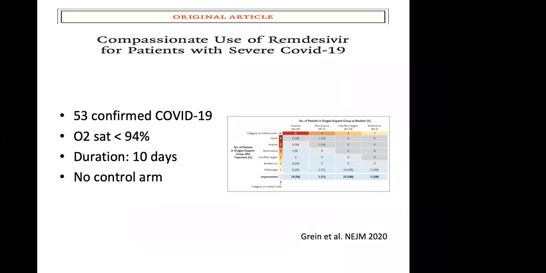This paper was published a few days ago in the New England Journal of Medicine. Remdesivir was being offered by Gilead, the manufacturing company, on a compassionate basis where any patient who required oxygen would be eligible. So they published their data on the patients that received remdesivir on a compassionate basis. About 53 confirmed cases received remdesivir. All of them must have had O2 saturation less than 94% for at least 10 days, with no control arm.